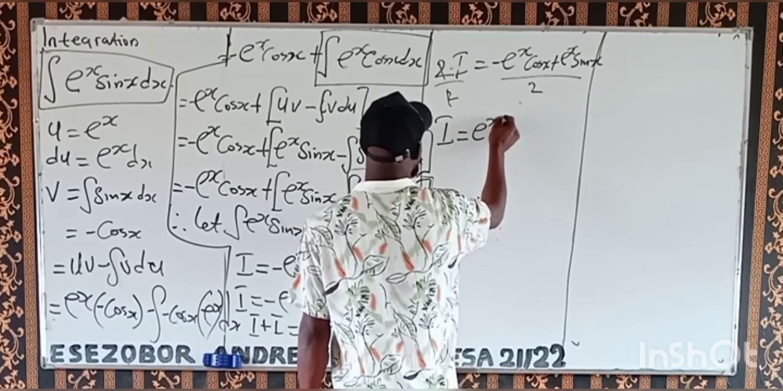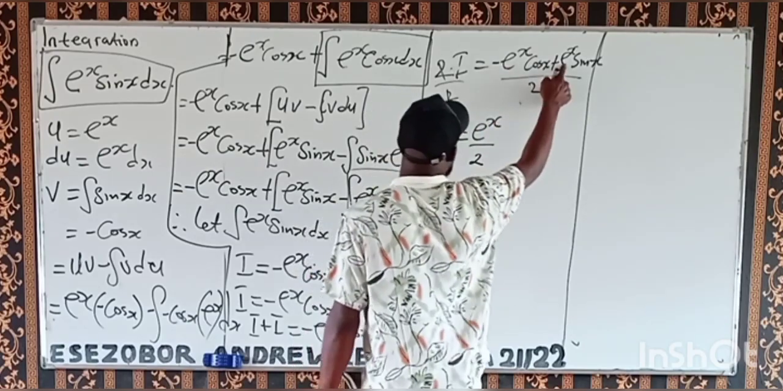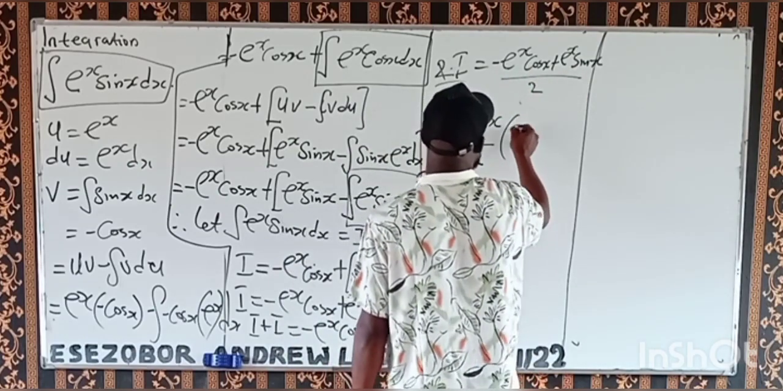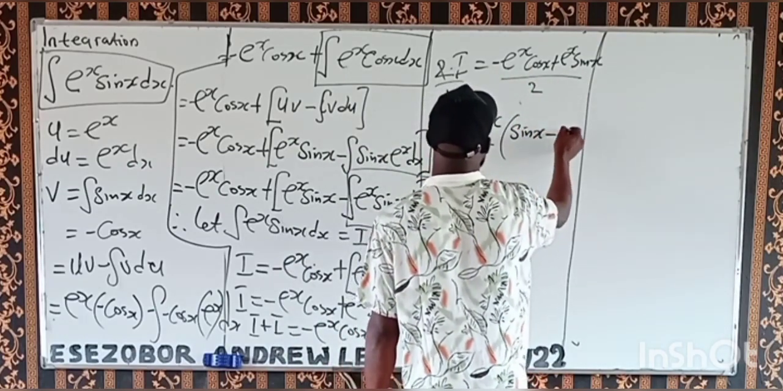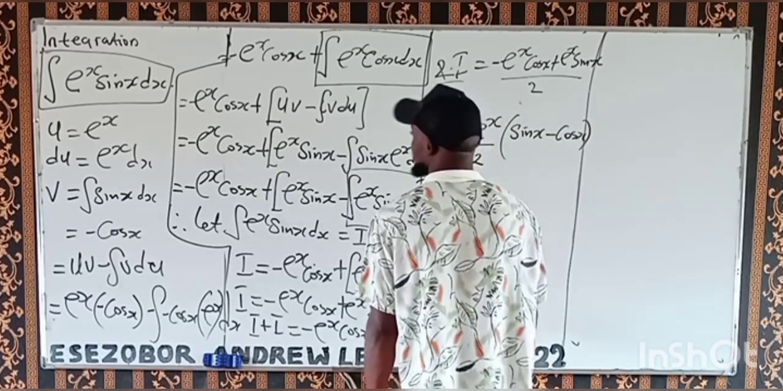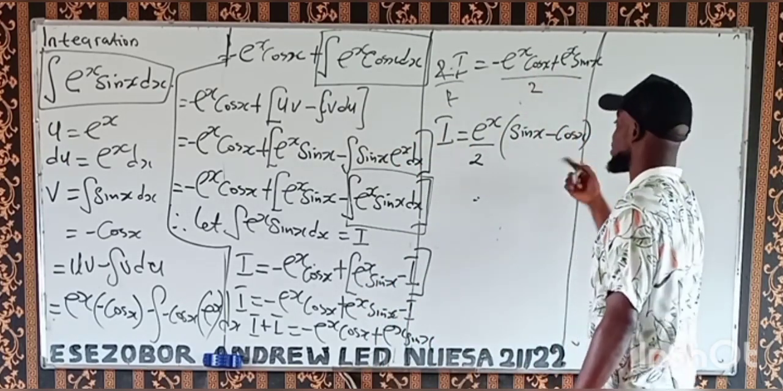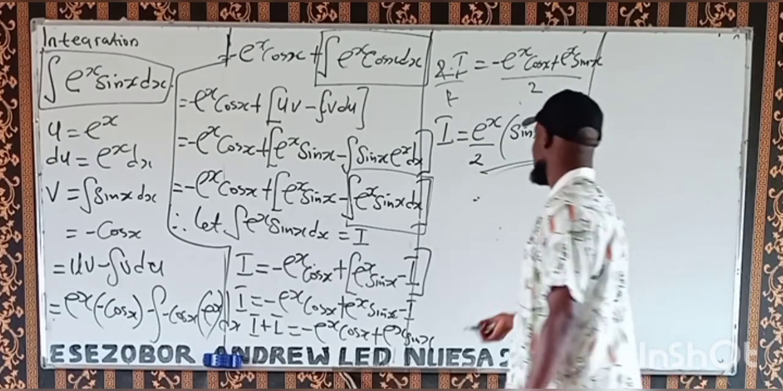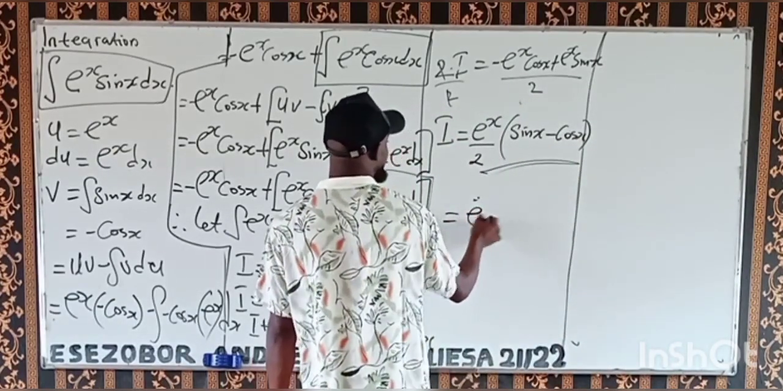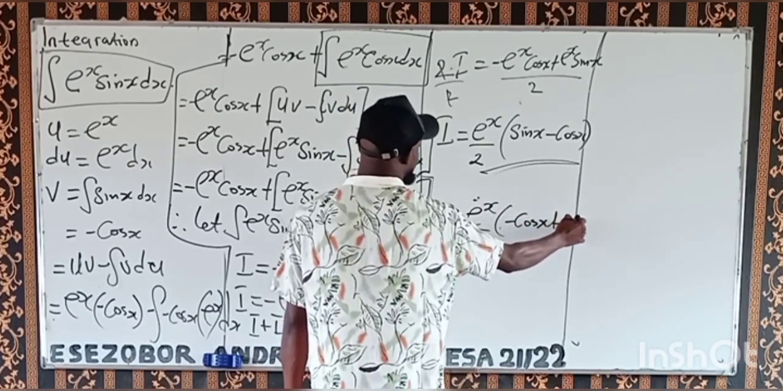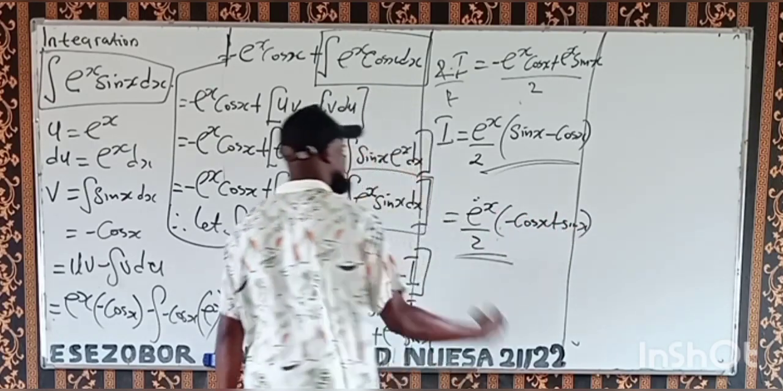Or move the exponential x to the front. We can write exponential x times sin x minus cos x. You can do it like that. You can also say exponential x times minus cos x plus sin x. You are still correct. You are still good to go.